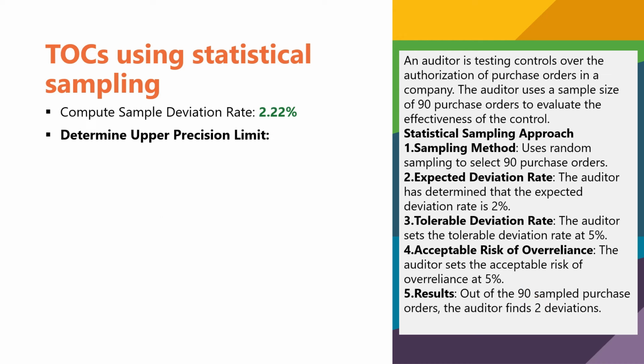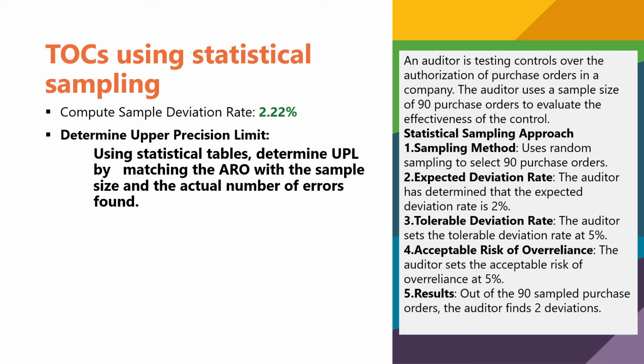Okay, after we have computed the sample deviation rate, we will now proceed to the second step, which is determining the upper precision limit. Now, the upper precision limit is a consideration that we make whenever we are using statistical sampling. Okay, and the upper precision limit is determined by using statistical tables. And the important information that we need in order to use the statistical table would be the number of deviations, the sample size, and our ARO or the acceptable risk of over-reliance.